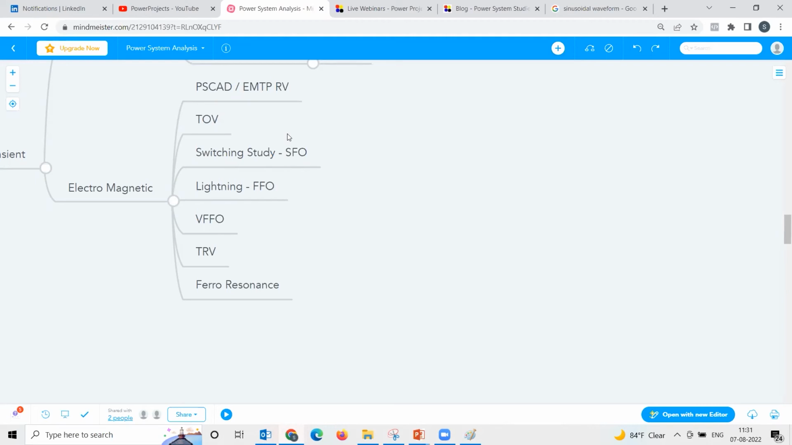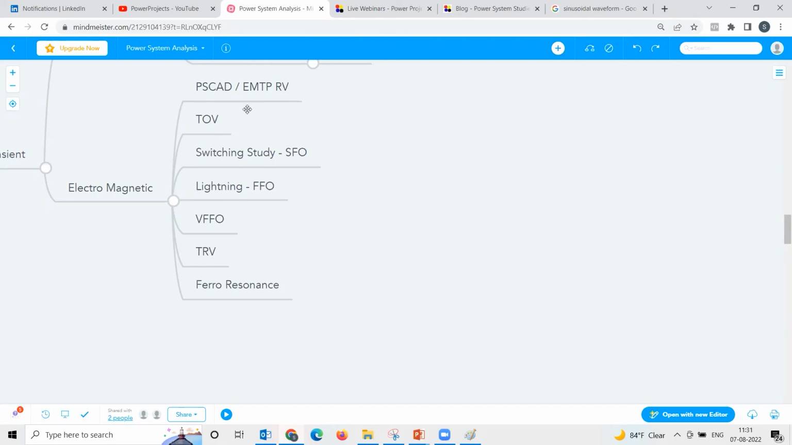Right? But since this TOV is performed as a part of electromagnetic, the same model could be used for switching also. Right? So TOV, SFO, FFO, VFFO, TRV, ferroresonance, all the studies come under electromagnetic transients. And one important question which we need to ask: what are the software packages which are available to perform electromagnetic transients?